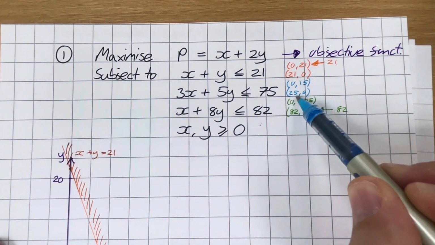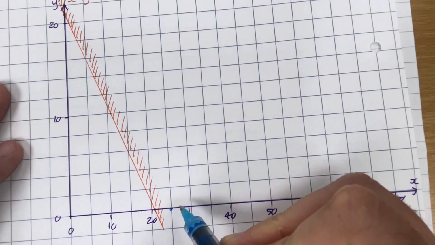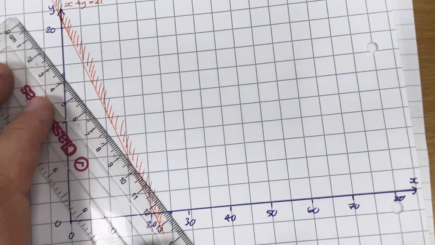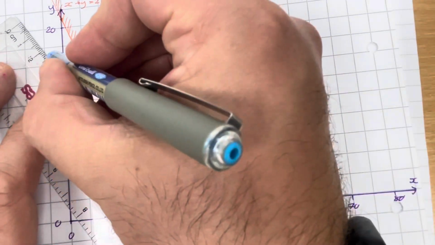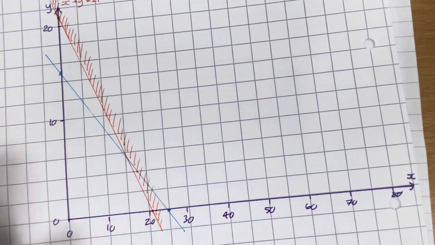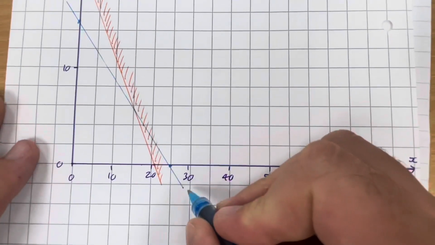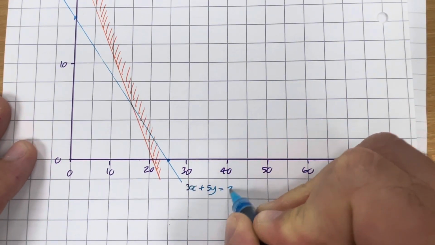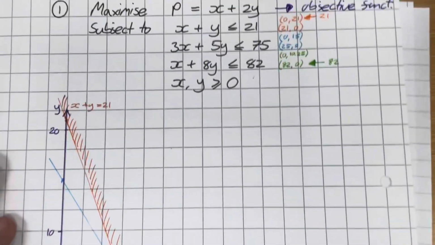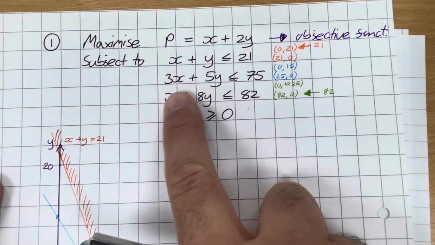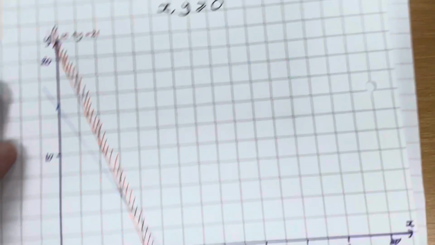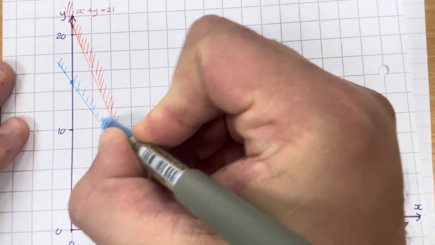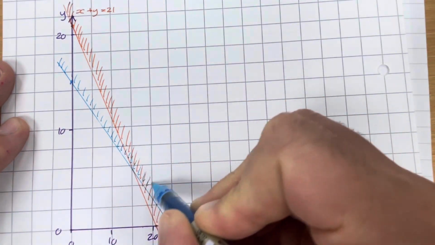So we're going to go to 25 on the x-axis, to 15 on the y-axis. Nice straight line. Get my ruler out. There we go. Label it. So this is 3x plus 5y equals 75. And then again, check if the origin satisfies it, which again it does. So I want the side of the line with the origin, which means I'm going to hash the side that is on the other side to the origin.